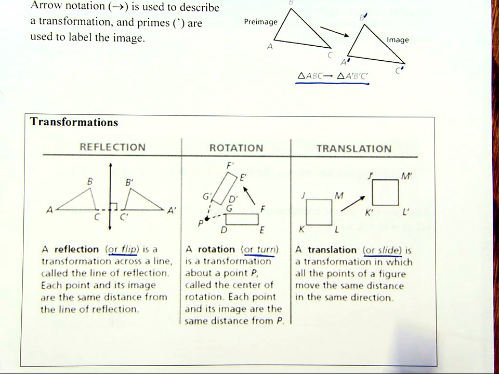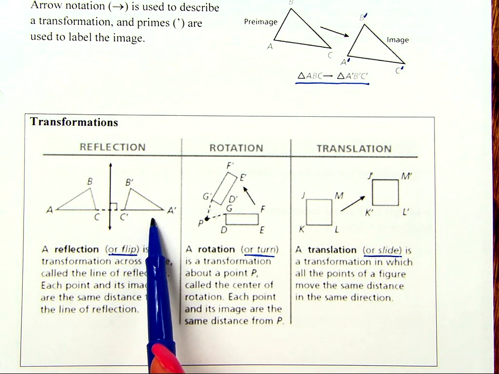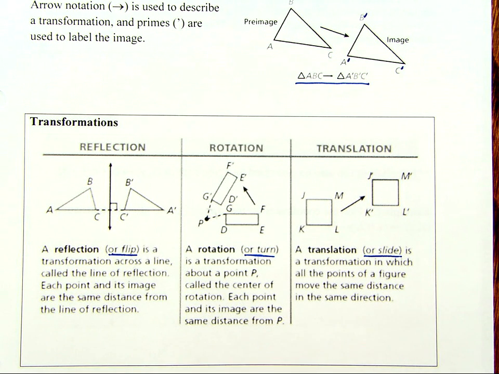And again, you can see the image and the pre-image. They have the images denoted with the prime tick marks. For all of these three transformations, you'll notice that the figures remain the same size. They simply are changing their position.